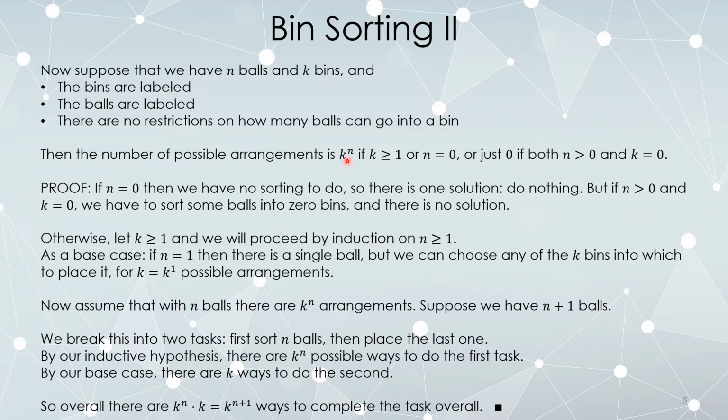The only thing you have to be careful about is if k is 0 and n is 0. In that case, 0 to the 0 is not actually defined, which is why we phrased it as k to the n if k is at least as large as 1, or if n is 0. If n is 0, regardless of the value of k, we're still going to say one possible arrangement.